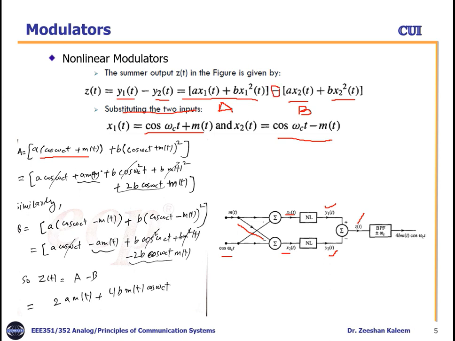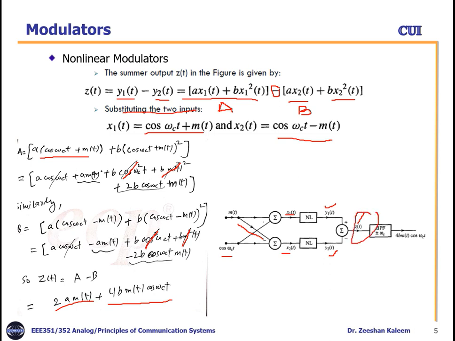After subtracting y2 from y1, these two terms will be cancelled out: the a cos omega c t term, the b cos square omega c t term, and the b m square of t terms all cancel out. So what two terms remain? We have a m of t and minus minus a m of t, which becomes plus, so 2a m of t, and similarly 4b m of t cos omega c t. So this is the z of t we obtained here.